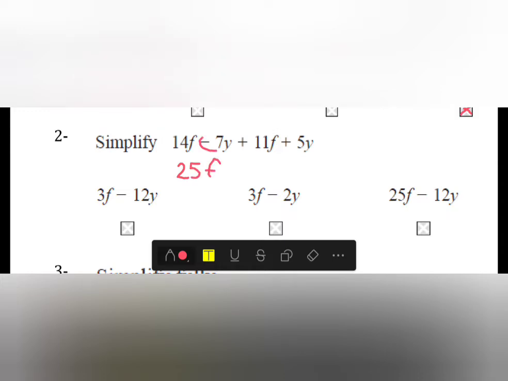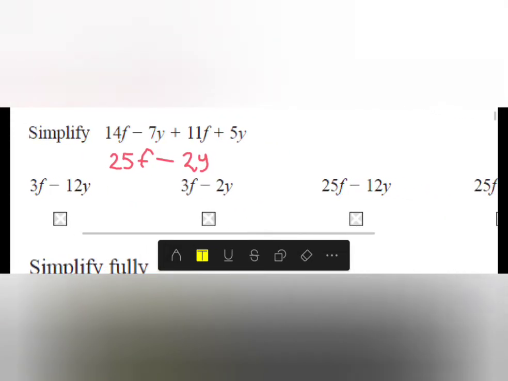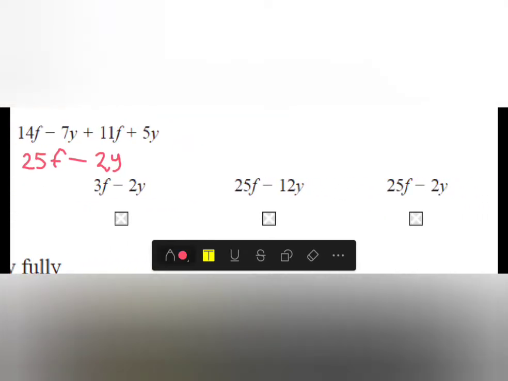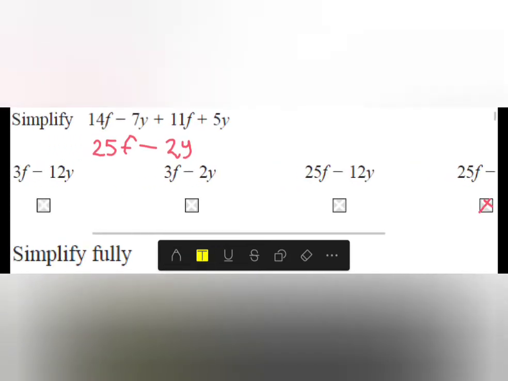And then we have negative 7y plus 5y. They have different signs, so we're going to take the sign of the bigger number, which is 7. So we put negative here. And then we subtract them, which is 2y. So the answer is 25f minus 2y. So we look for the answer, and it's over here. Very good. Now, let's move on to the next question.